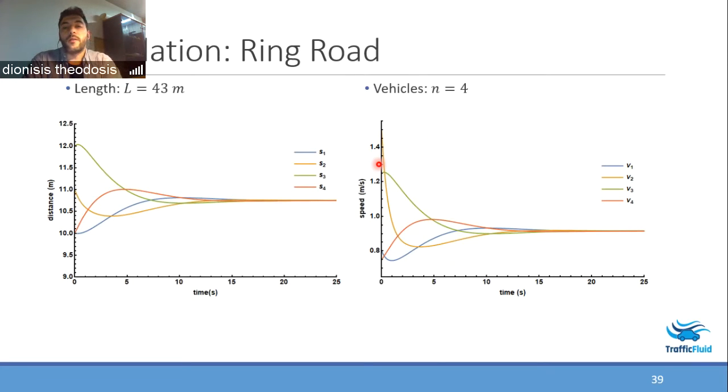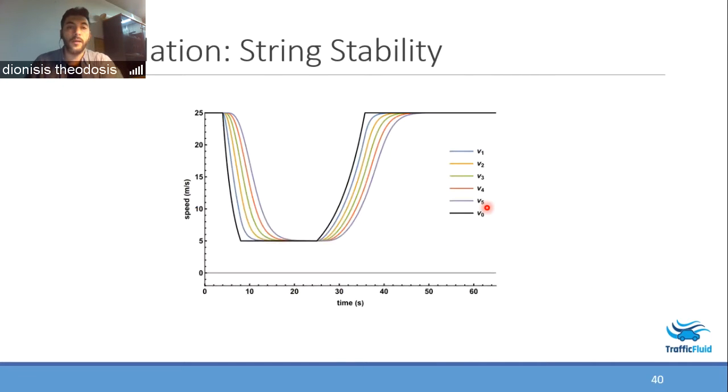This is a very simple simulation for the ring road scenario. We see here 4 vehicles that also converge to a desired distance equilibrium and desired speed equilibrium. And finally, here we see the string stability requirement. In this scenario, we have a leading vehicle, the black line, that starts with the platoon at equilibrium, decelerates, and after a while accelerates again back to its original speed. We see here that the vehicles in the platoon follow exactly the same approach without any overshoots on the speed.